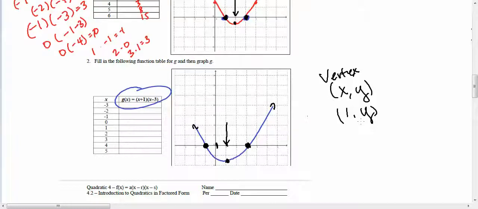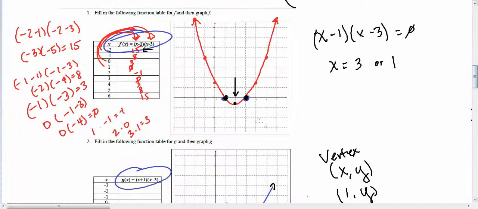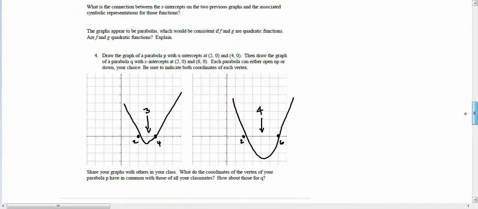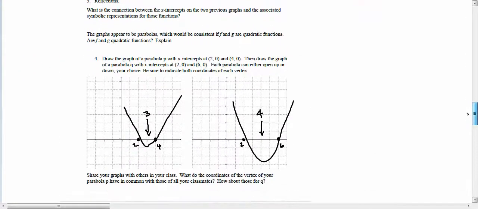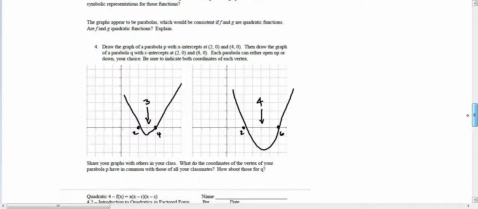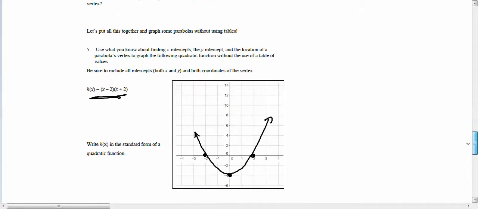What about the vertex over here? What is the vertex over here? 2. You can see it right there. It's 2. Does that make sense? Can you guys not see that?